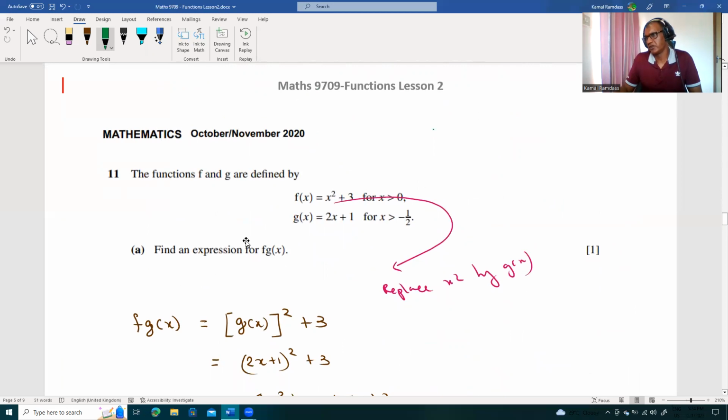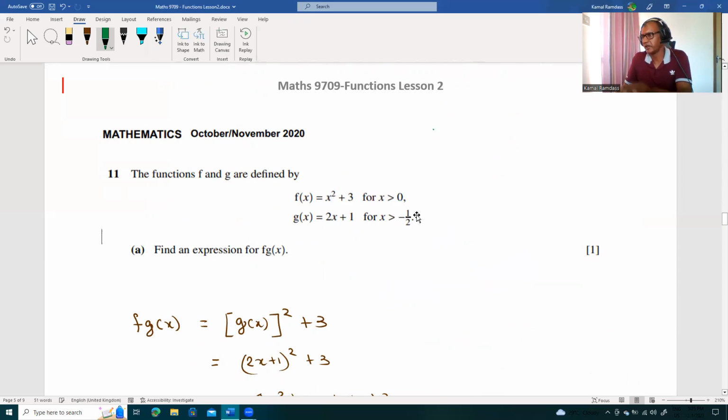There is a question that came out in question 11, October/November 2020. The functions f and g are defined as f of x is equal to x squared plus 3 for x greater than 0, g of x is equal to 2x plus 1 for x greater than minus half. And this is the point. Find an expression for f of g(x).